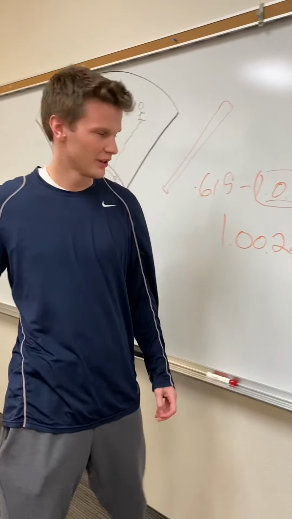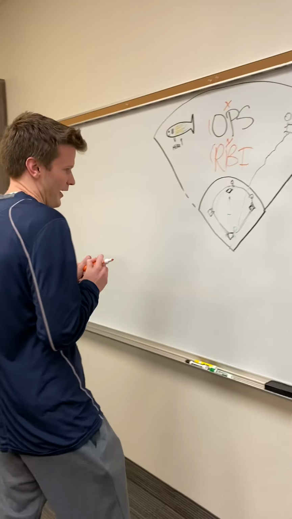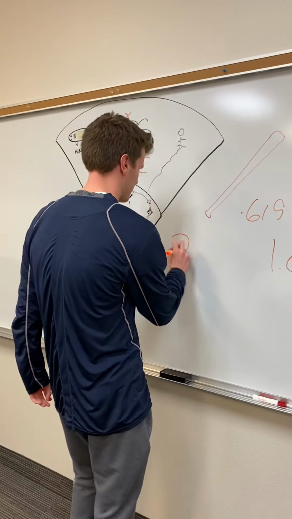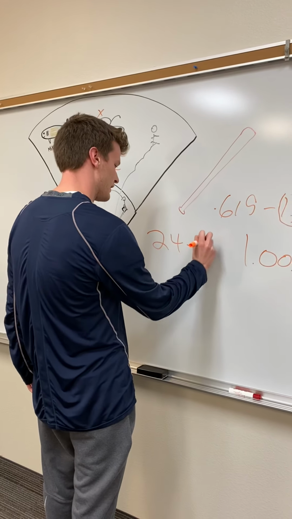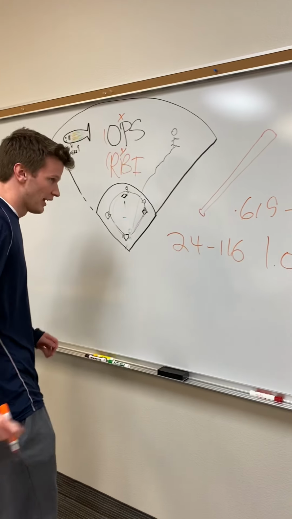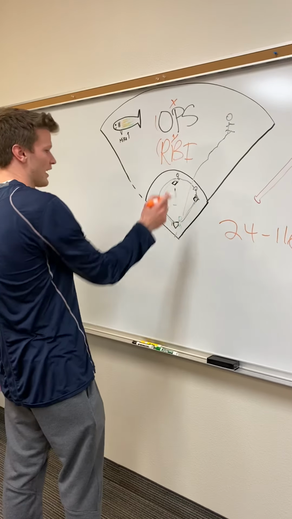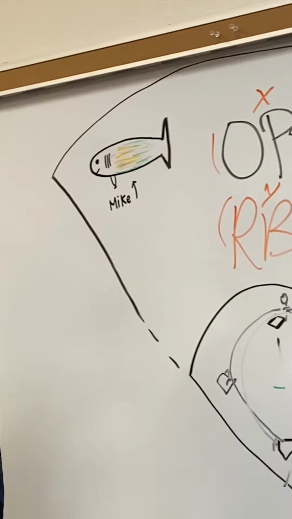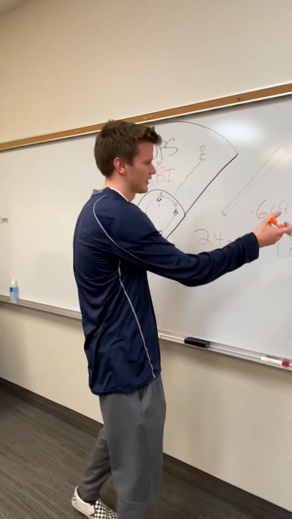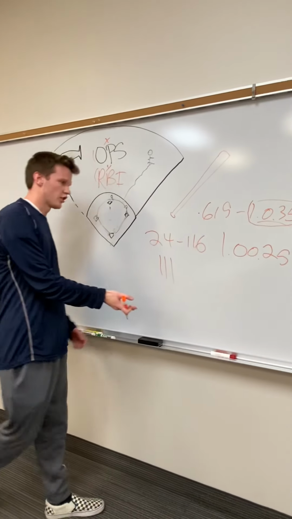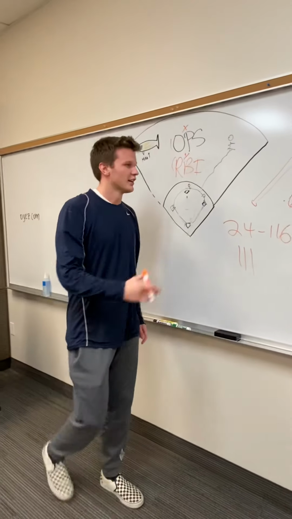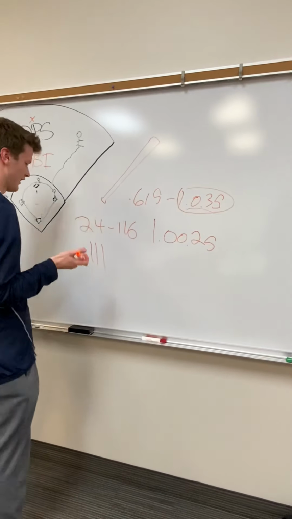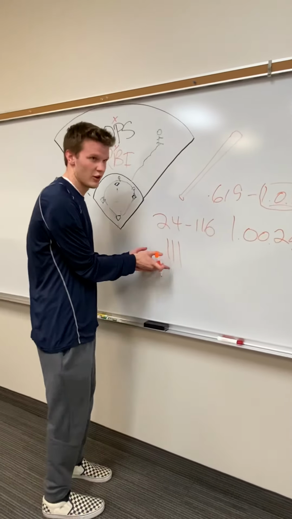And now we're going to see the correlation with RBI. Because the range for RBI, the 5-number summary, was between 24 and 116. And so, good old Mike Trout, he had 111 RBIs. So we see that there is a correlation between OPS and RBIs because Mike Trout had the highest outlier OPS and he received one of the highest RBIs.